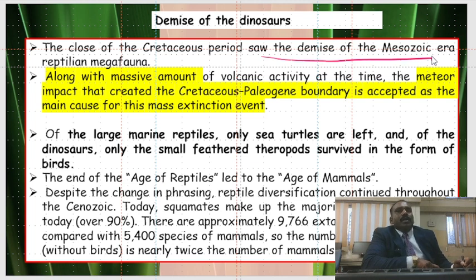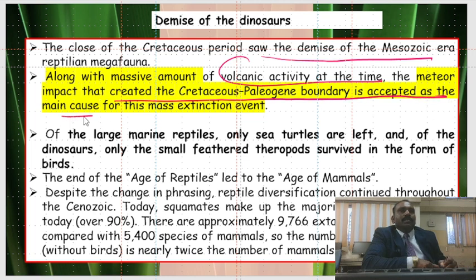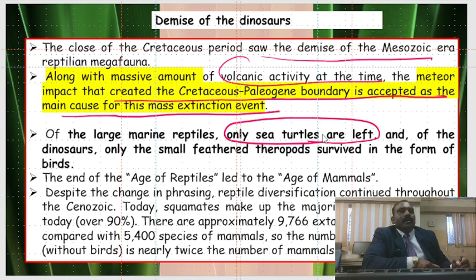In the Mesozoic era, reptilian megafauna, alongside the massive amount of volcanic activity at the time, and the meteor impact that created the Cretaceous-Paleogene boundary, is accepted as a main cause for the mass extinction event. Of the large marine reptiles, only the sea turtles are left, and of the dinosaurs, only the small feathered theropods survived in the form of the birds.